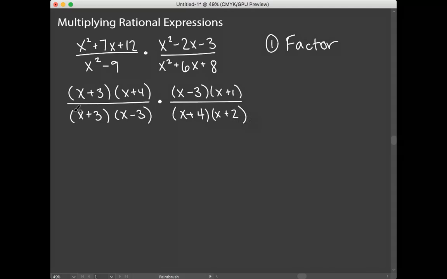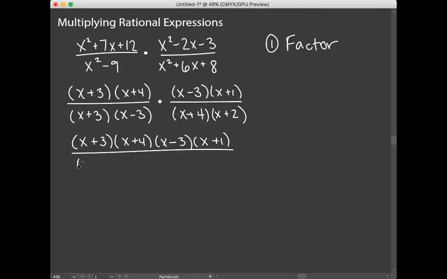Okay, so as we can see here, now that everything's factored, we would multiply straight across. Now, when we multiply straight across, all we're really going to do, and in practice, I tend to skip this step, is multiply all 4 factors in the numerator here, and then we'll have all 4 factors in the denominator.